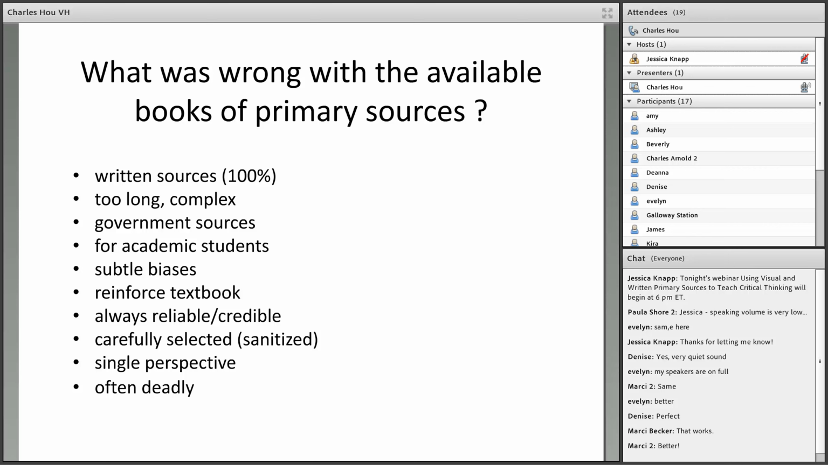The biases were very subtle, too subtle for the students I had. They had to be pretty obvious. They reinforced what was in the textbook. If you read the primary source, guess what? You found out the same information in the textbook. The sources were all reliable. They'd eliminated any that weren't. That was sanitized, like the images in textbooks were really sanitized. You had one perspective, and I found this was pretty deadly.